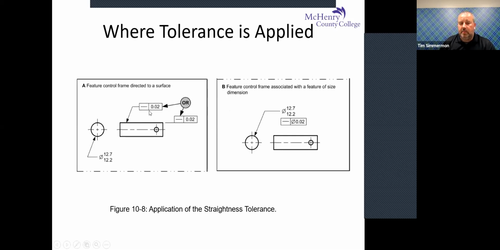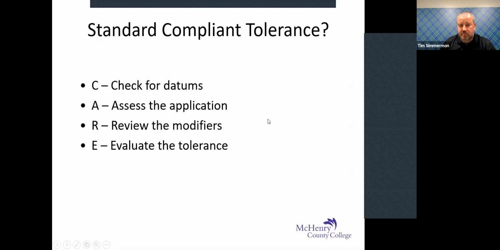It looks very identical to the flatness, right? Here they're pointing it towards the edge of the part surface, or they're using an extension line to pull it off of the surface itself. The feature control frame on this side, where they're attaching it to the dimension, means it's applied to the feature of size. Same thing here: check for datums, assess the application, review the modifiers, and evaluate the tolerance.